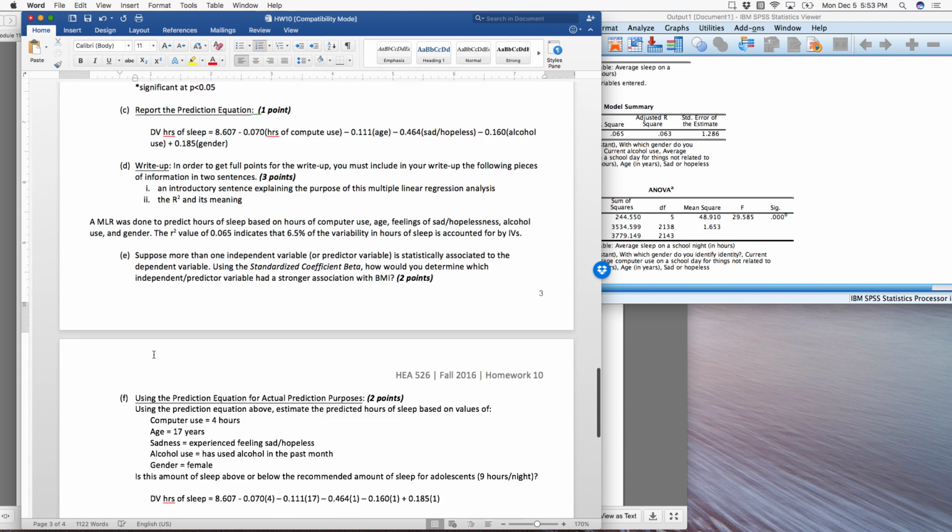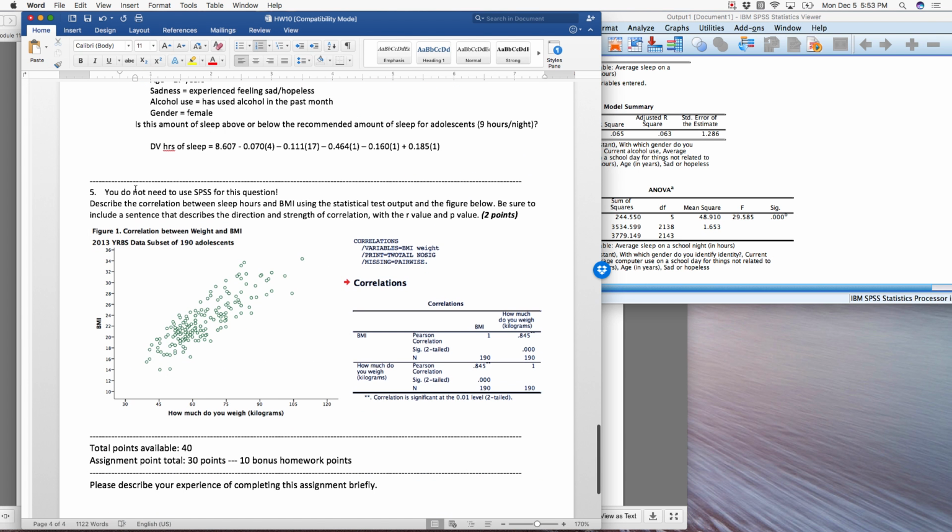Okay. So the last one, number 5, I'm not going to make you actually do a correlation. You just have to look at this output and answer the question. So just describing what the correlation is. Is it positive, negative, and what the R value and P value are from this table over here.